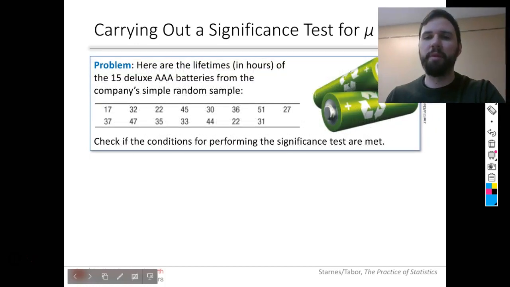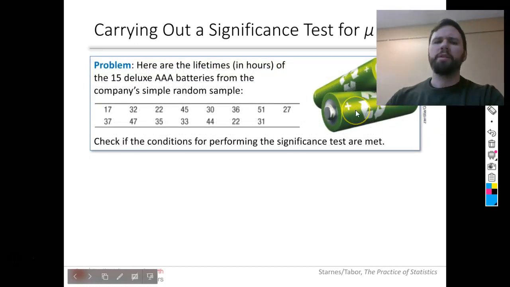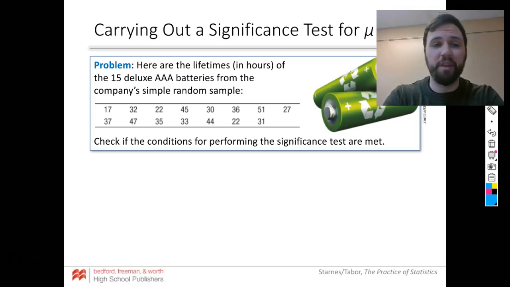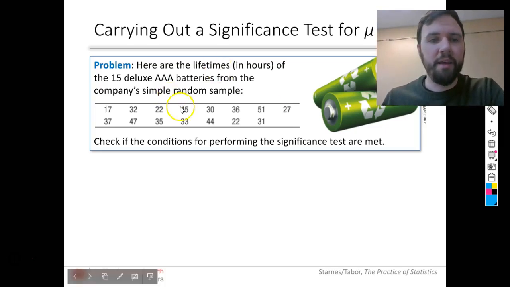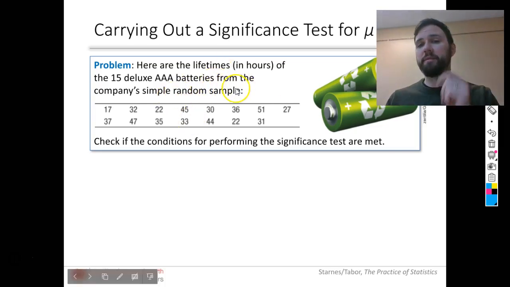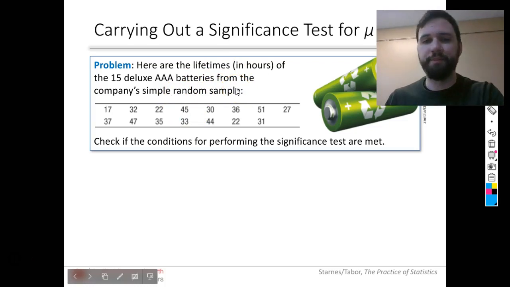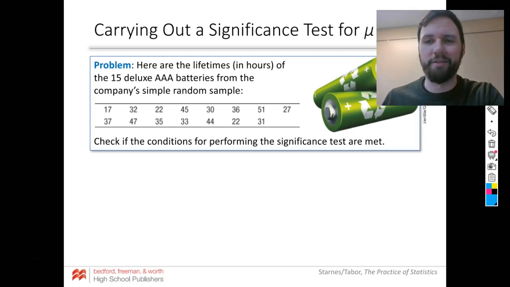So this time, we're looking at the lifetime in hours of 15 AAA batteries from a random sample. We're going to check the conditions to see if we can do a significance test on this. Well, first off, it was a random sample. That passes. Secondly, 15 is definitely less than 10% of all AAA batteries, unless they're a very small company.